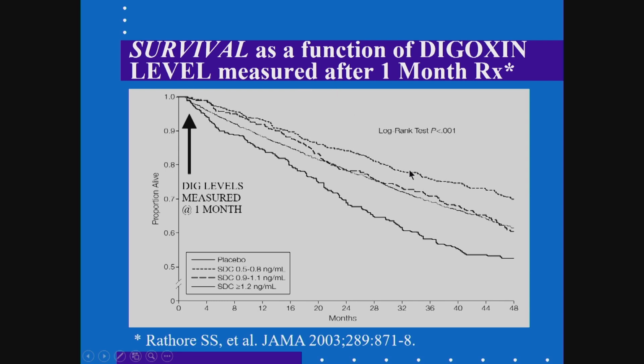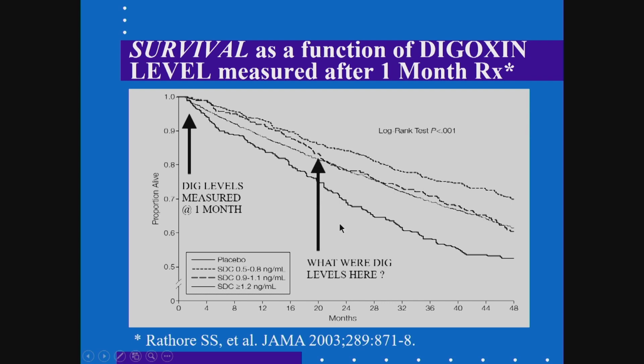The better survival is actually in patients that have low digoxin levels in plasma, and there is a disadvantage in terms of survival for patients that continue digoxin and maintain a level, or at least had a level 1 month after beginning the trial that exceeded 1.2 nanograms per ml.